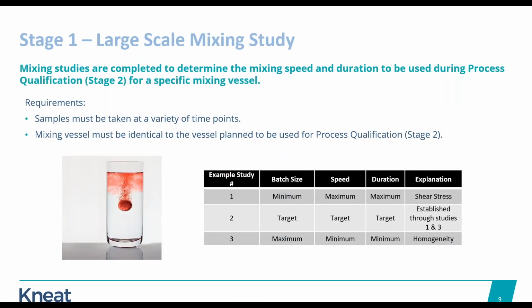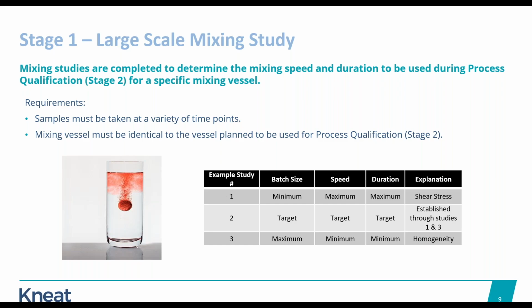All right, so this is an example of a large-scale study that could be done. These studies are used to determine the mixing parameters for stage 2, and also the parameters that you will use for commercial manufacturing. So here we are most concerned about mixing speed, mixing duration, and the associated batch size. I do have a couple of requirements up here that need to be fulfilled in order for this study to have data that you can reference for stage 2.